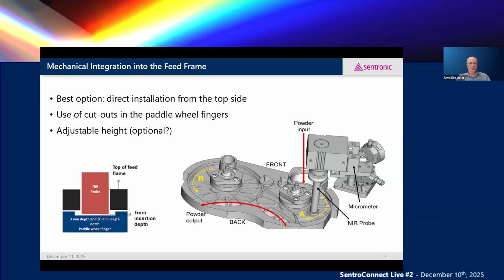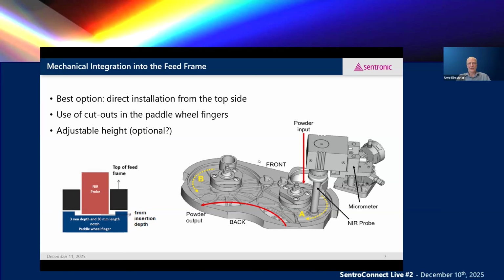And yeah, also the question is, are these cutoffs in the wheel really always necessary? We think maybe they help in sample presentation, but I'll show you later that there are also other means to improve data quality, even in this situation without notches.